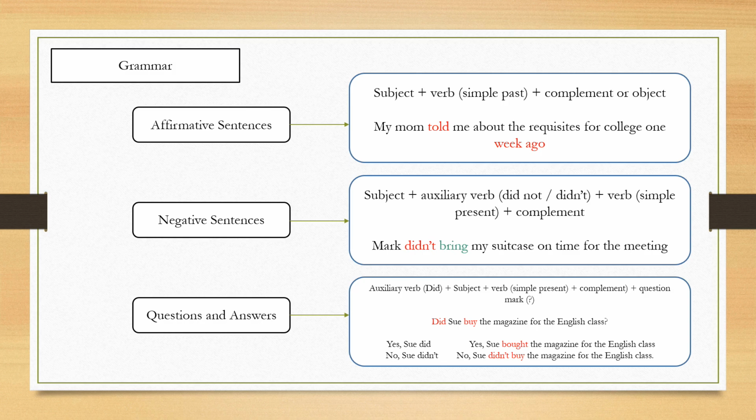Did Sue buy the magazine for the English class? Yes, Sue did. No, Sue didn't. Oh yes, Sue bought the magazine for the English class. Oh no, she didn't buy the magazine for the English class. Here we can use long answers to express a full meaning or extra information in the sentence.